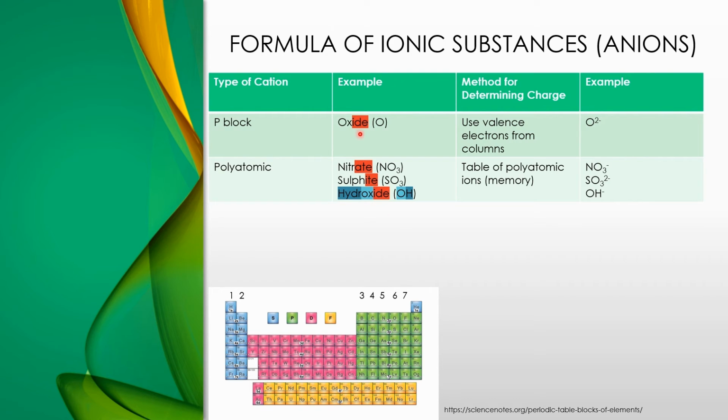Most IDEs are P-block elements. So for example, fluoride, chloride, bromide, iodide, sulfide, nitride, etc. But if we do have a polyatomic ion, again, it's in the table of polyatomic ions and something that is going to be needed to start to be committed to memory. So for example, nitrate is NO3-, sulfite is SO3 2-, and hydroxide is OH-.